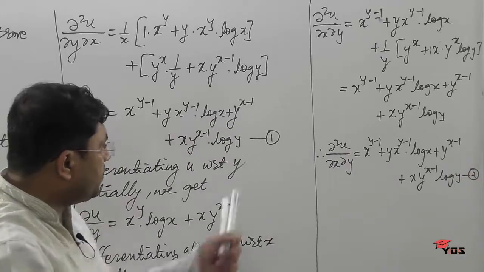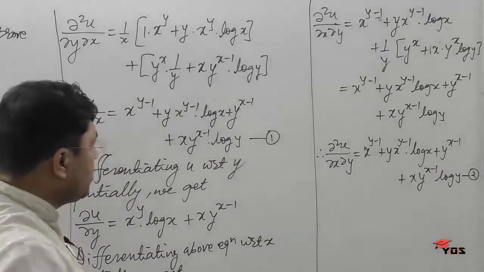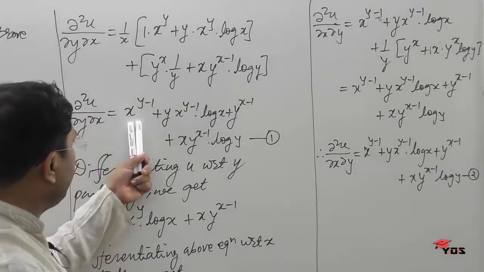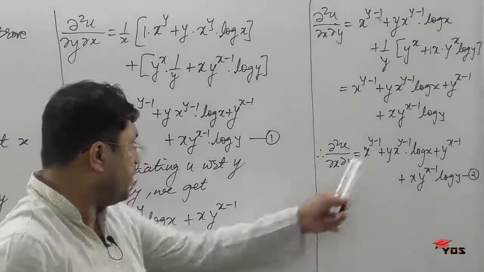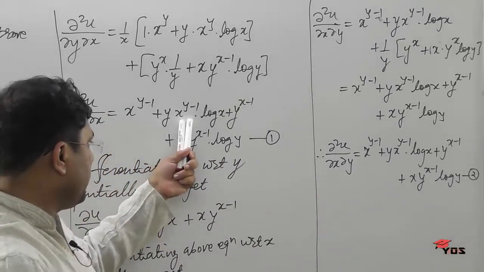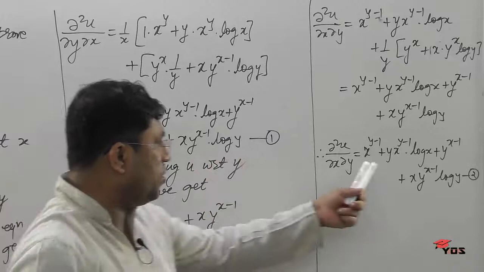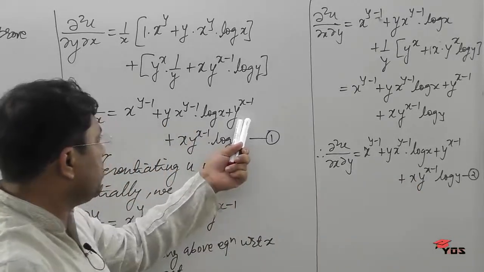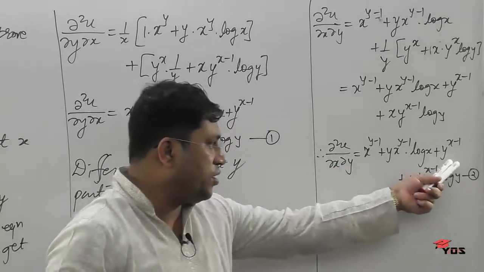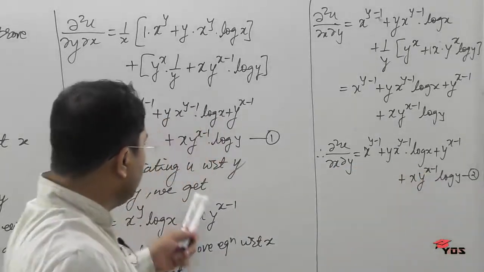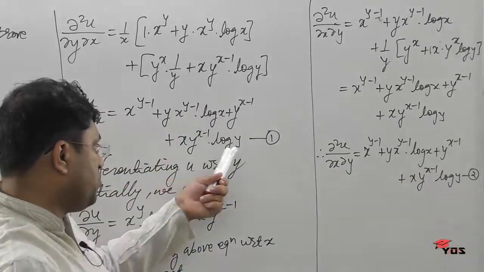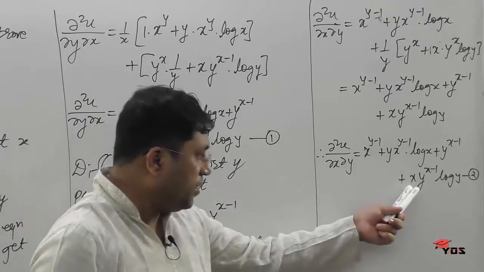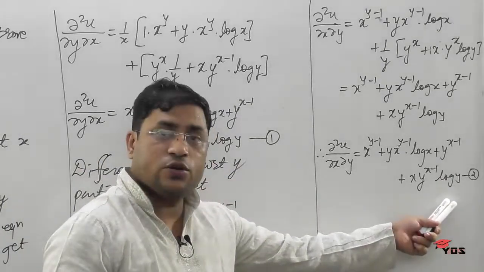And now let us see equation 1 and equation 2. So what do we have? We have here x raised to y minus 1, we have x raised to y minus 1, we have y into x raised to y minus 1 into log x, we have y into x raised to y minus 1 into log x. We have the next term y raised to x minus 1, so we have the term y raised to x minus 1. Then we have x y raised to x minus 1 into log y, and we have x into y raised to x minus 1 into log y.